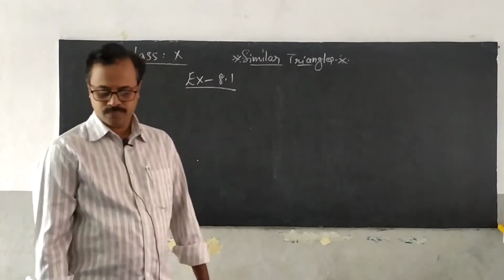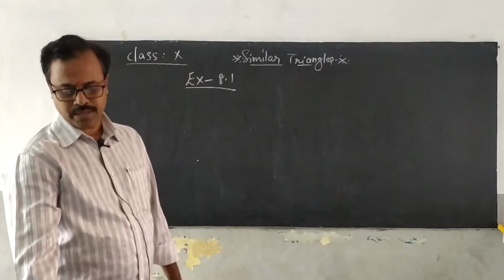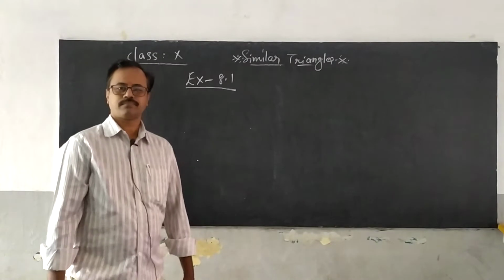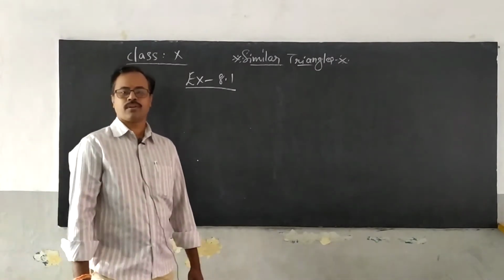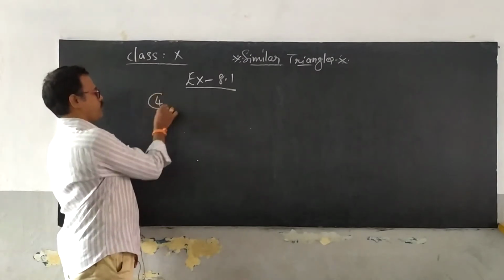Let's read the question. Prove that a line drawn through the midpoint of one side of a triangle parallel to another side bisects the third side. This is the midpoint theorem from your 9th class, isn't it? Yeah, very good. So, going to the fourth question.